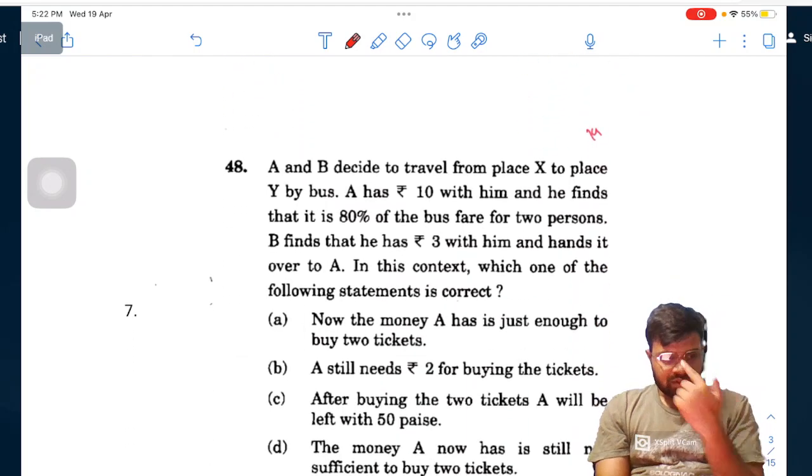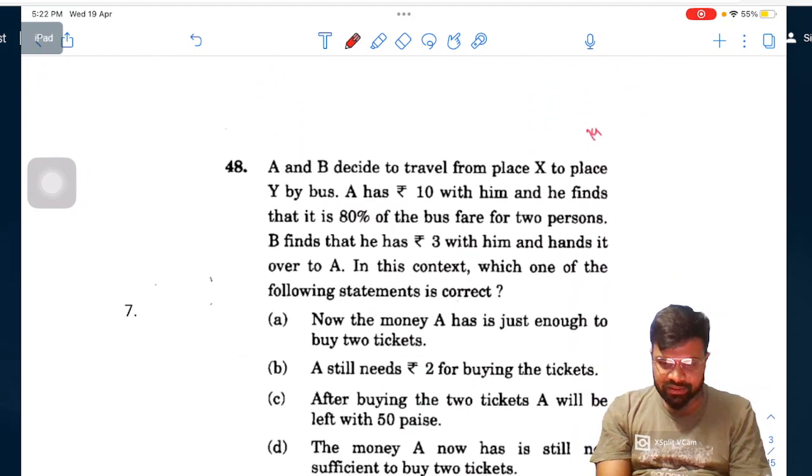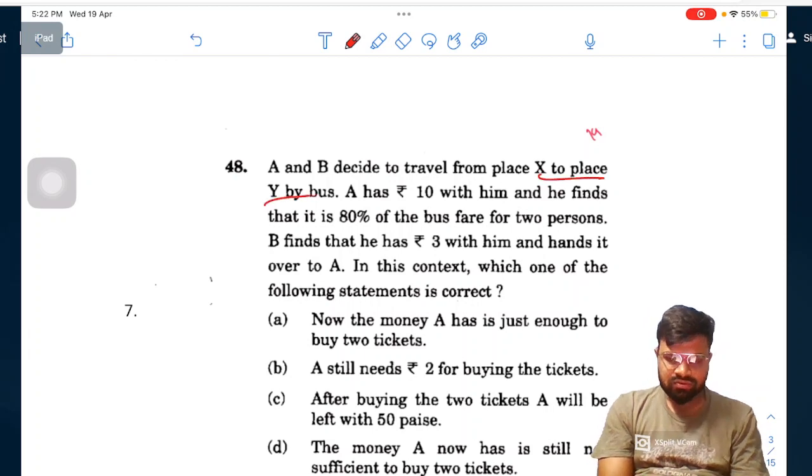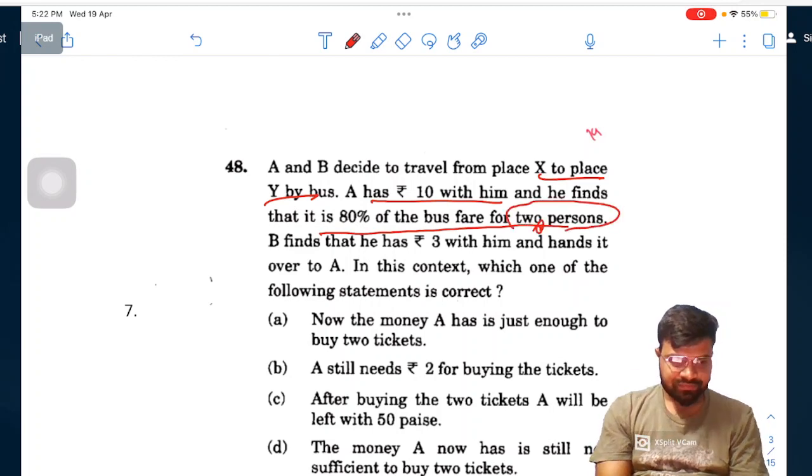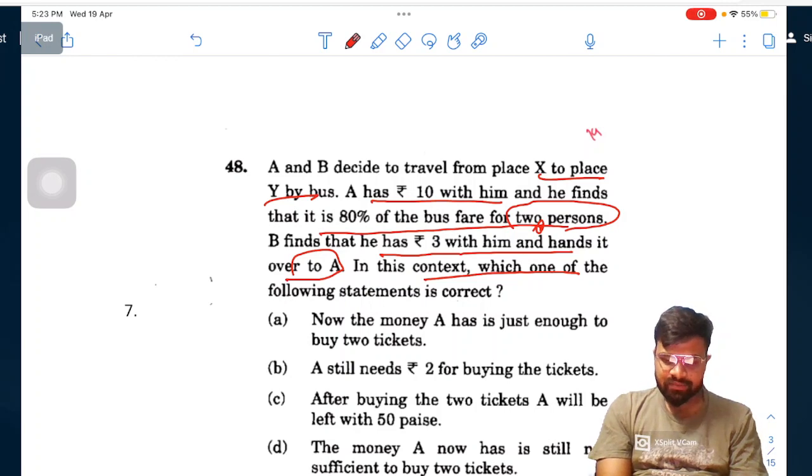Seventh question. A and B decide to travel from X place to Y. A has 10 rupees with him. He finds that he has 80% of the bus fare for two persons. B finds that he has 3 rupees with him and hands it over to A. In this context, which of the following statements is correct?